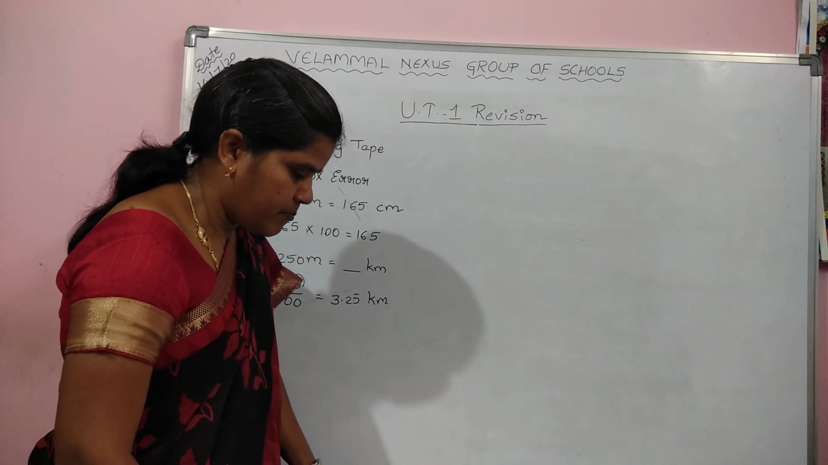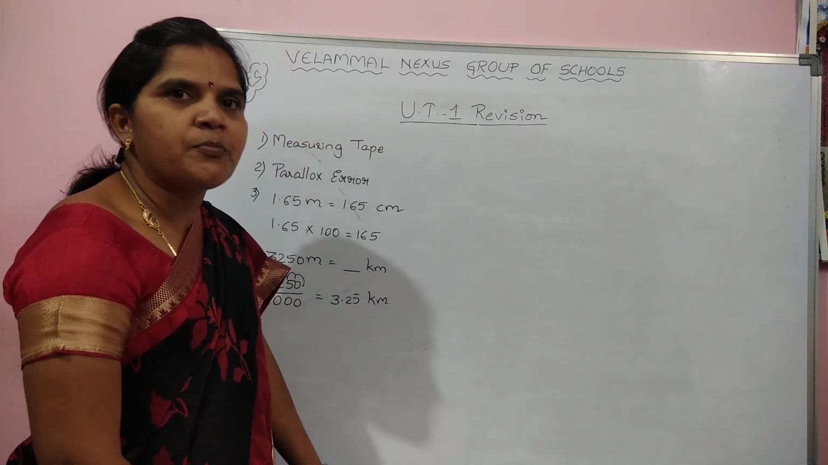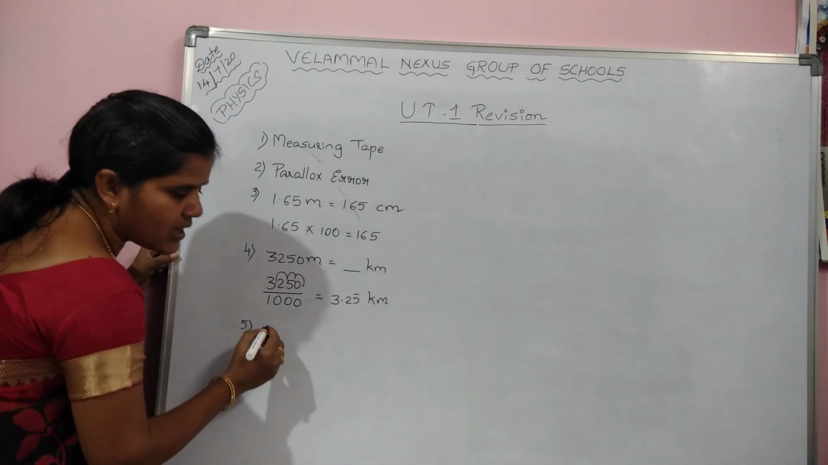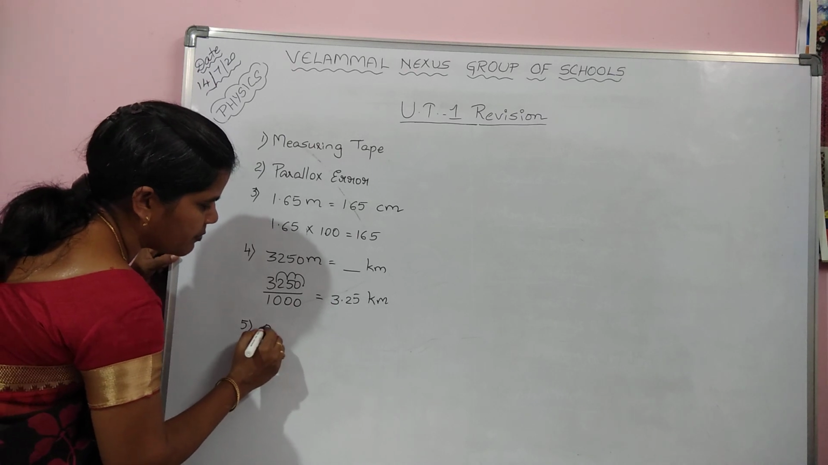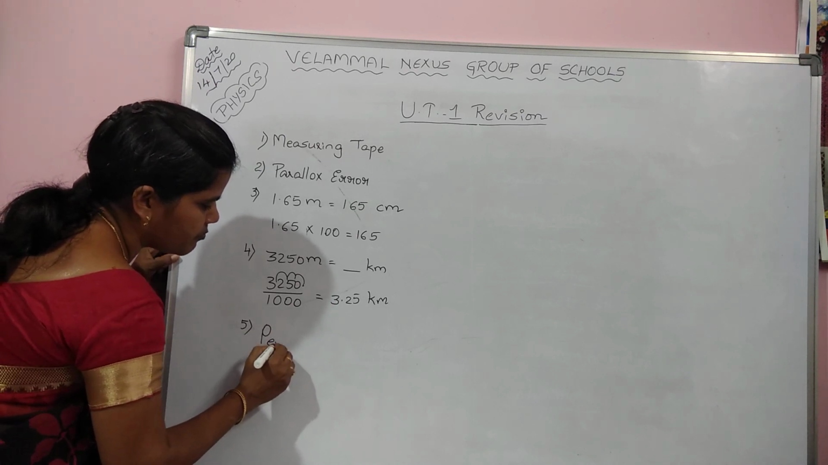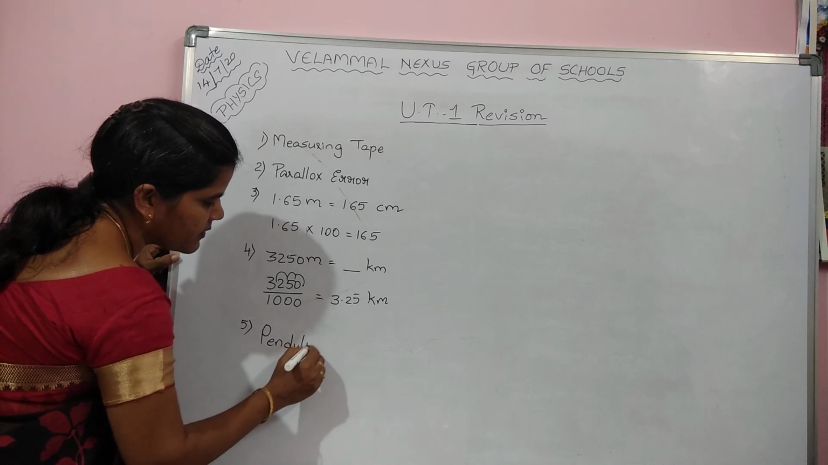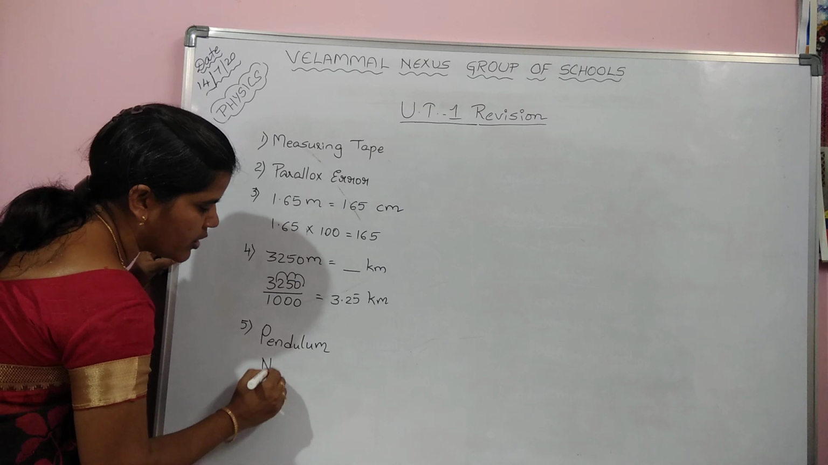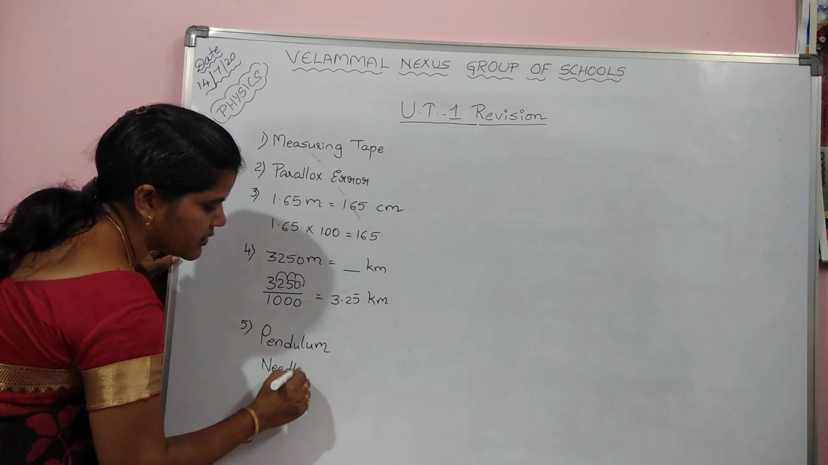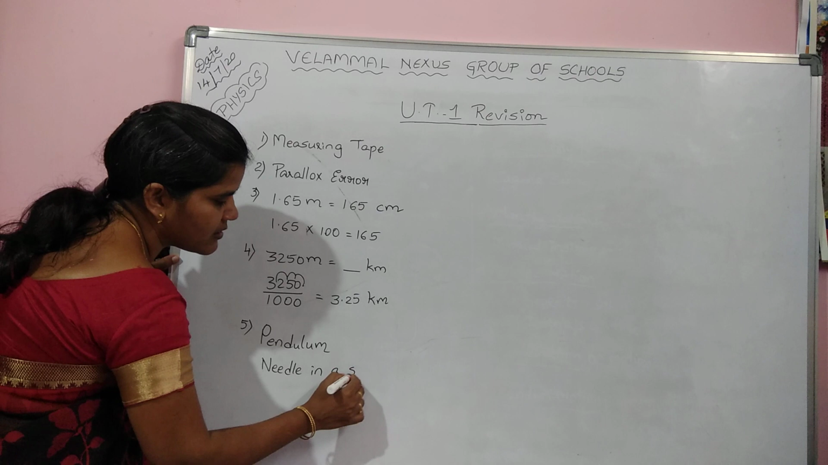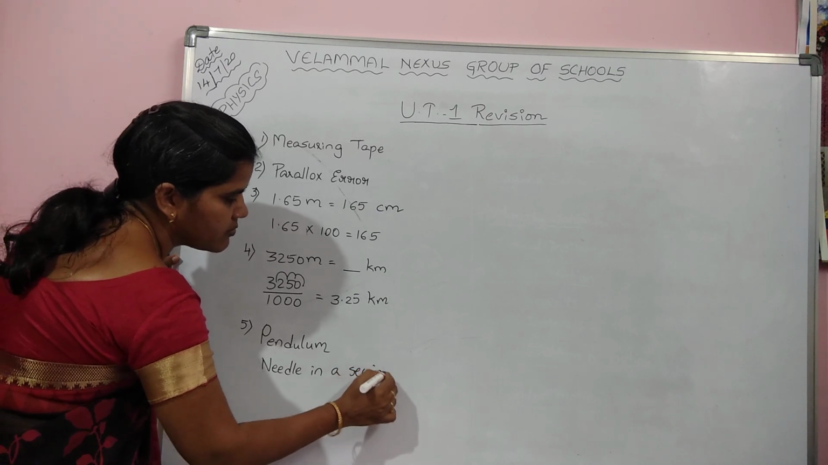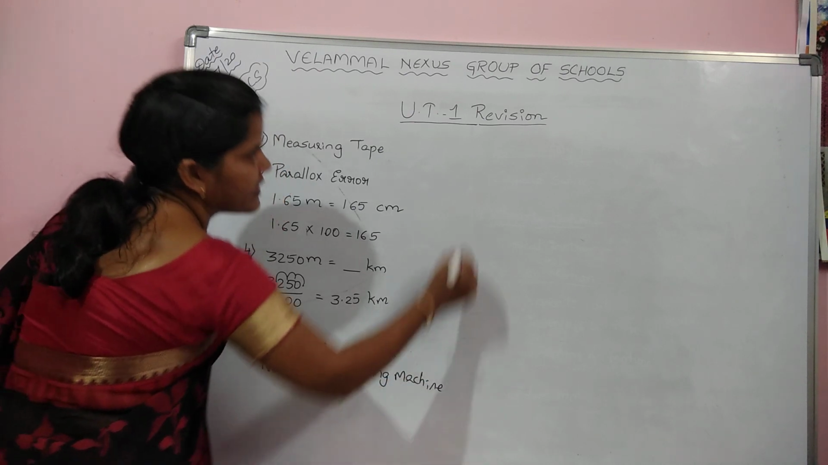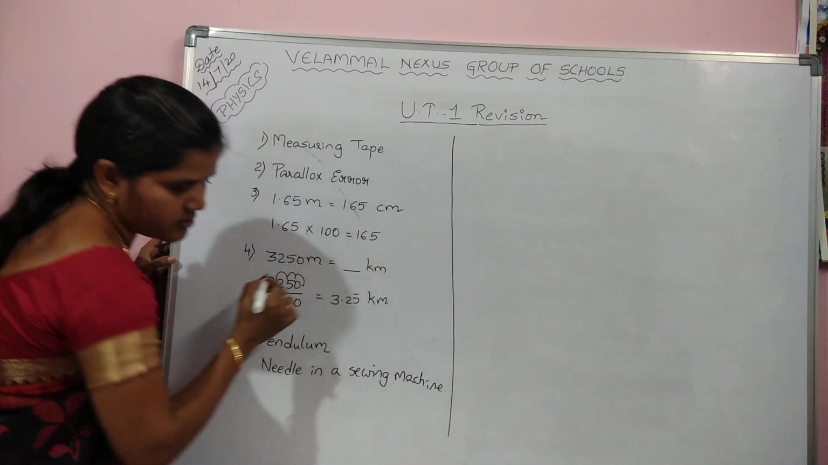Next bit, children. Give any 2 examples of periodic motion. What are the 2 examples, children? An oscillating pendulum executes periodic motion. Next, the needle in a sewing machine executes periodic motion. Okay, children? Next, children, next question.